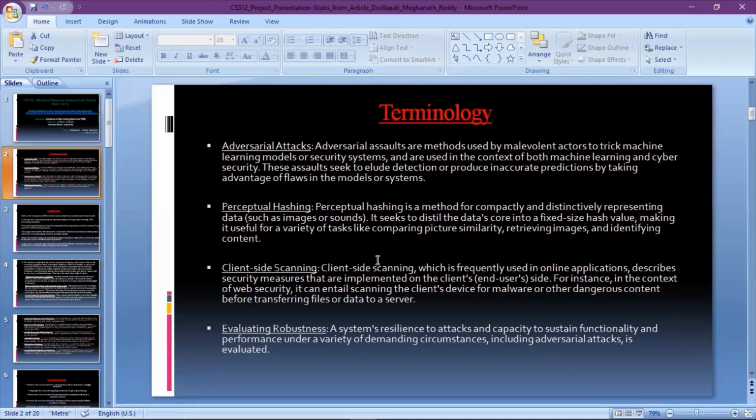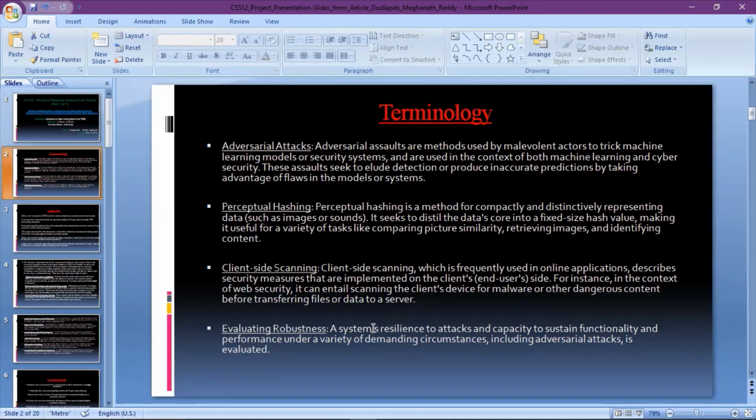Client-side scanning. Client-side scanning frequently refers to security measures that are applied on the client or user side, often in web applications. For example, in the context of web security, it could involve scanning files or data on the client's device to detect malware or malicious content before uploading to a server.